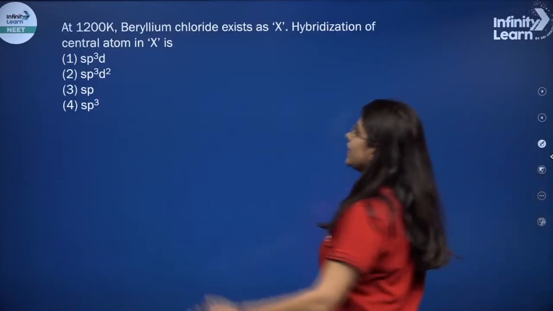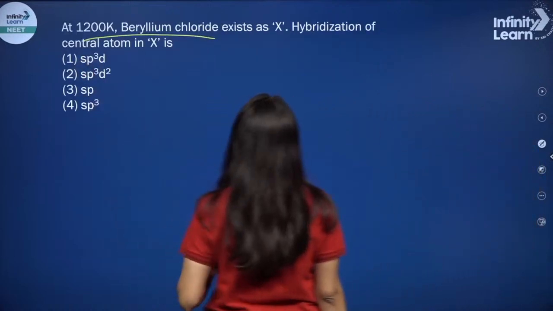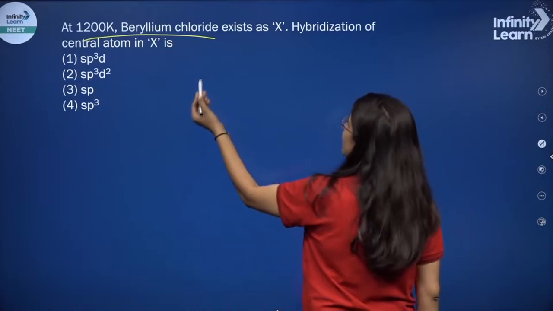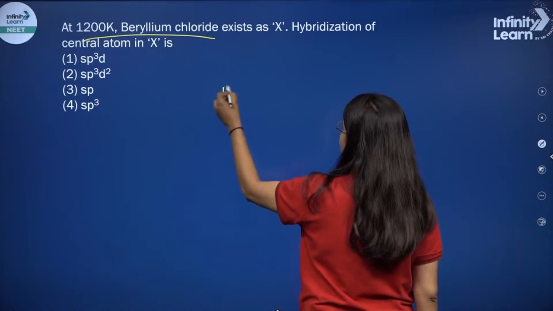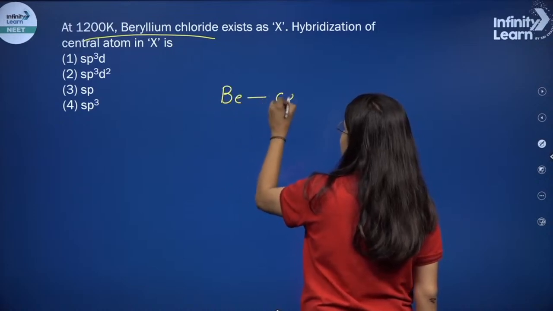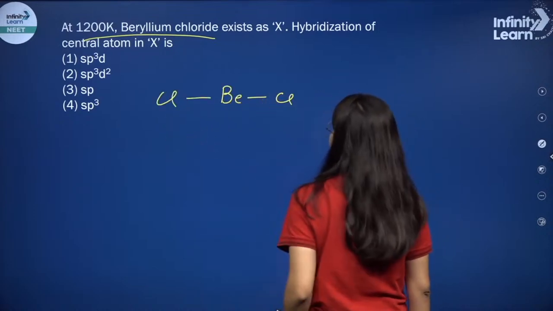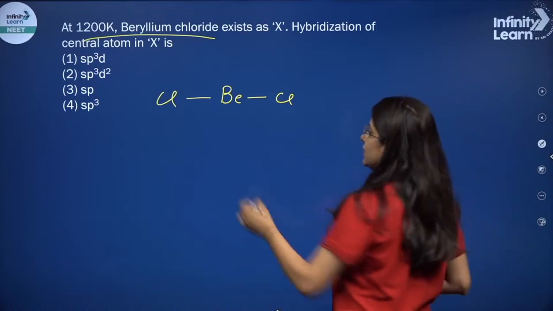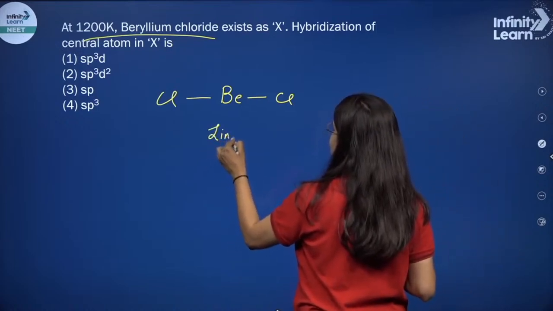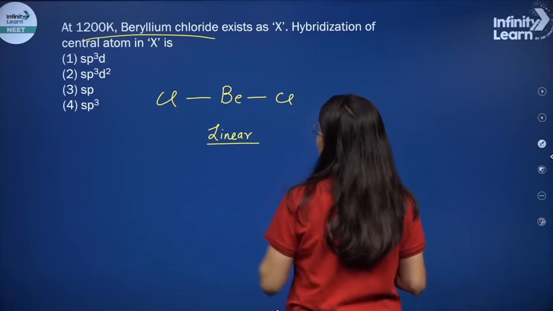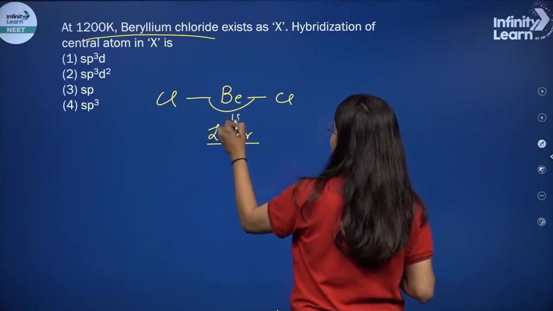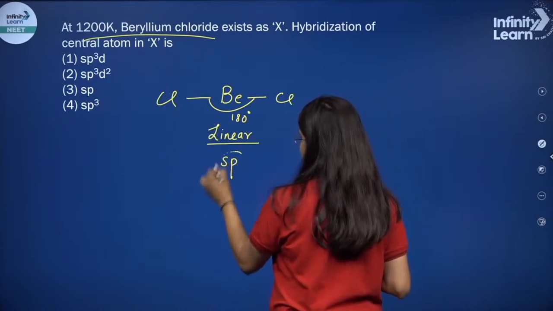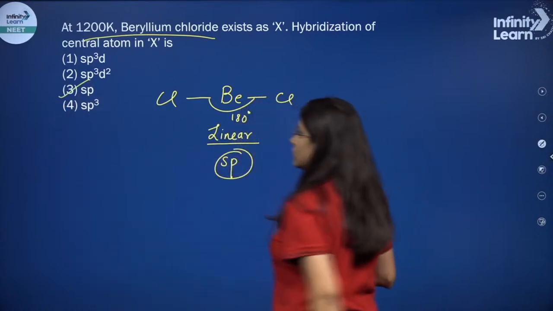At 1200 Kelvin, beryllium chloride exists as X. Hybridization of central atom is Y. So at a high temperature, beryllium chloride exists as BeCl2 only. Now we need to identify the hybridization. So it is linear, and the angle will be 180 degrees. What will be the hybridization? The hybridization will be sp. So my answer will be option number 3.